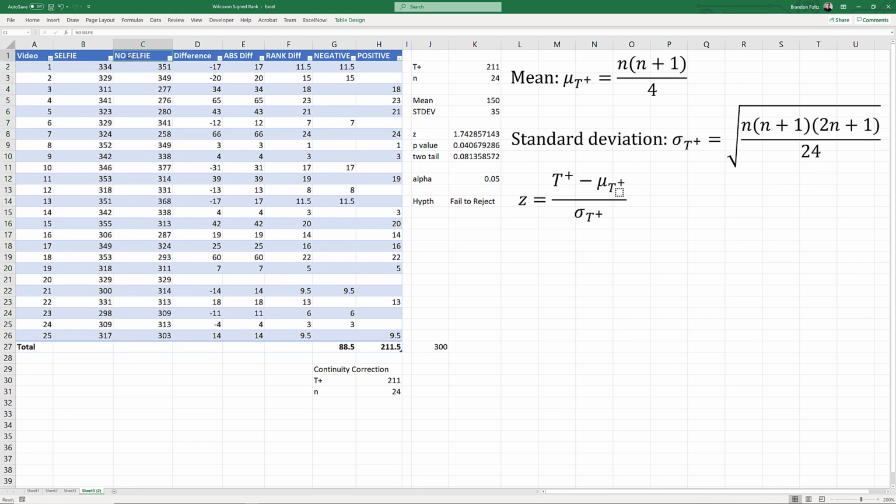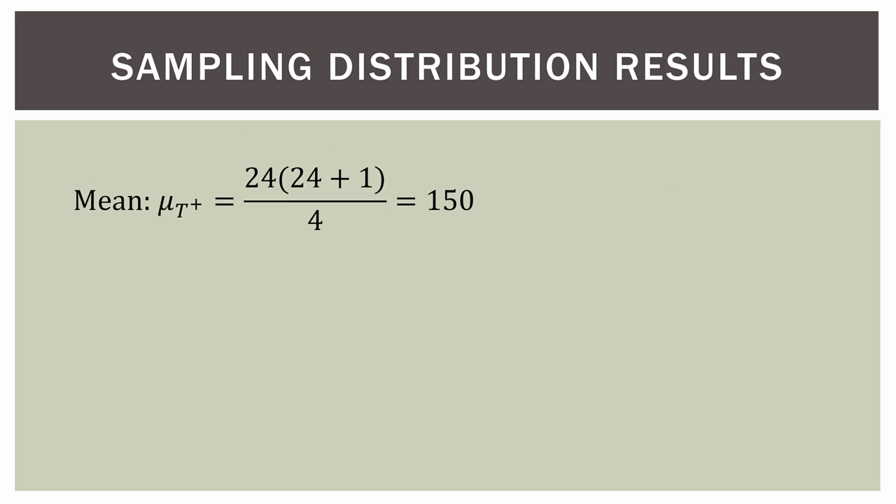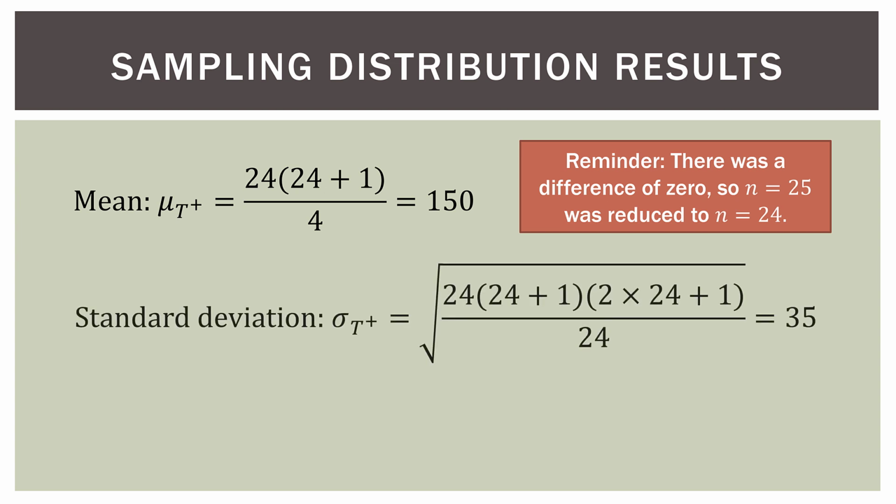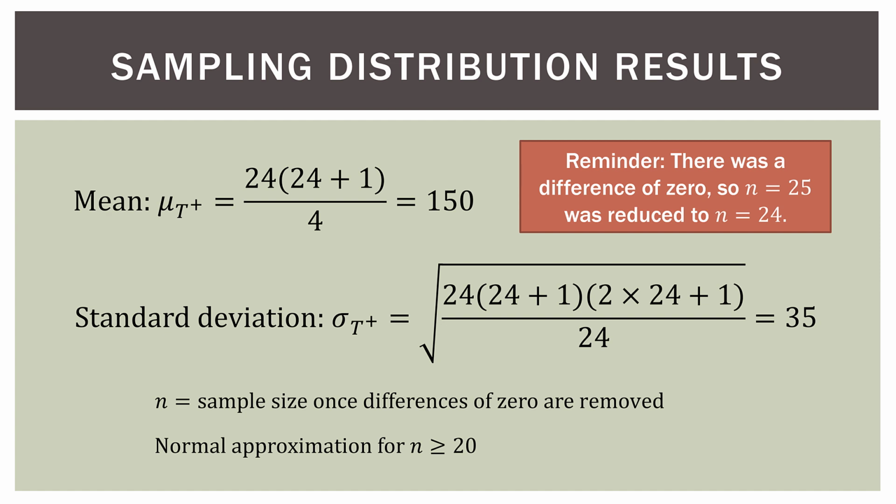So let's go back to the video and finish things up. Let's summarize what we did in Excel. The mean, which is mu sub t plus, equals 24 times the quantity of 24 plus 1, all divided by 4, and that was 150. Just a reminder, there was a difference of 0, so our original 25 observations was reduced to 24 because we had to eliminate the one that was a difference of 0. Standard deviation is 35. I'm not going to read all that out, but you can see the math. So n equals sample size minus 1, since differences of 0 are removed. And of course, we're using a normal approximation because our sample size is greater than or equal to 20.